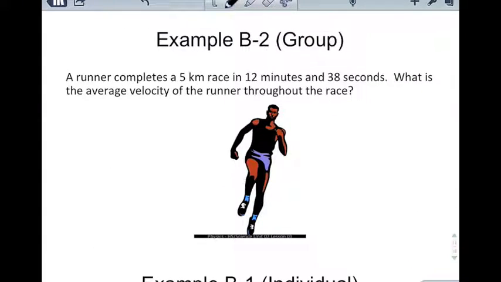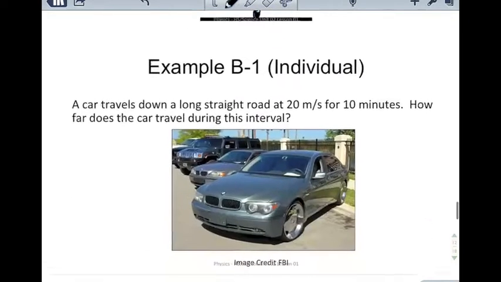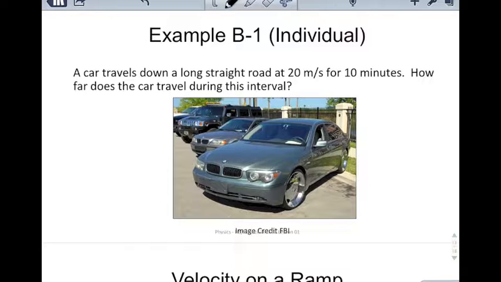Example B2 says a runner completes a 5-kilometer race, and it says in 12 minutes and 38 seconds. What is the average velocity? You remember average velocity, that better be in meters per second right there. So you're going to have to do some conversions right there for meters per second and then minutes to get this thing to work. Finally, you should be able to solve this one entirely on your own. If you're doing conversions and so forth, you should be able to figure out what the answer is fairly easily, and it ends up being something like 12,000 meters.